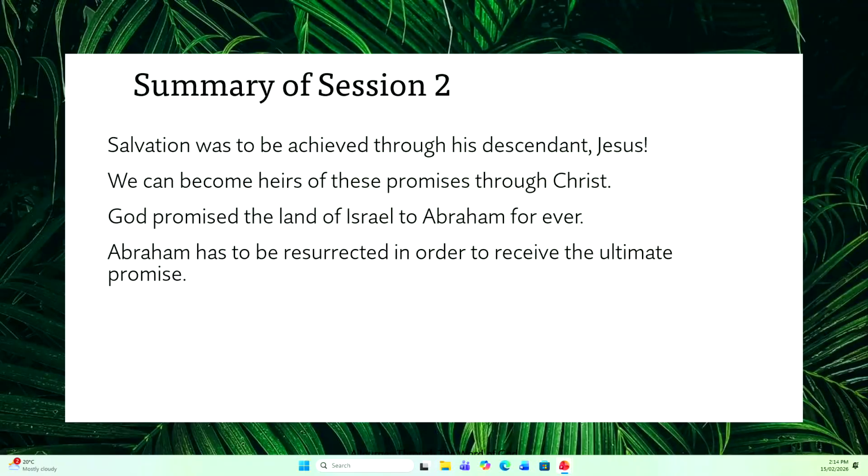So, to inherit the land forever, you need to be able to overcome death. To overcome death, you need to be tied to Jesus. So the descendant of Abraham that unlocks all of this is Jesus Christ. And we can become part of those promises by being baptised. And if Abraham has been promised the earth forever, then if we're related to him through Jesus, then those promises specifically relate to us as well.